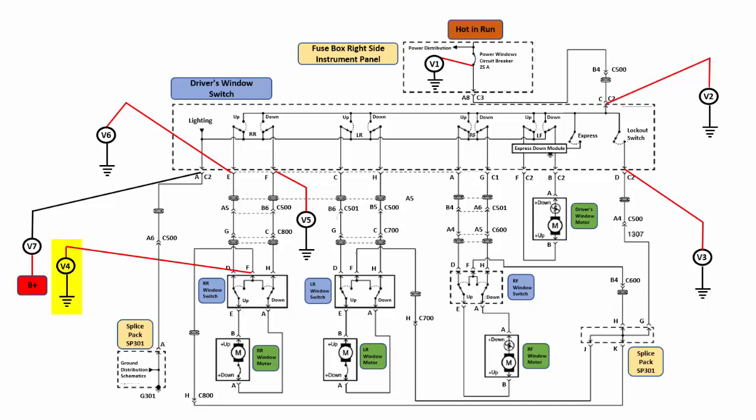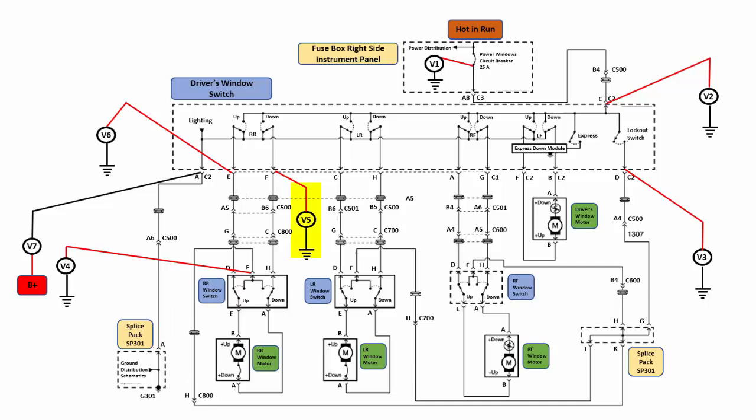And the same for meter V4. I could test for power at that one window switch, but if all of the windows don't work, that's just wasting my time. It's not really getting me to the core of the problem, which has to be something that affects all the windows. What about meter V5?